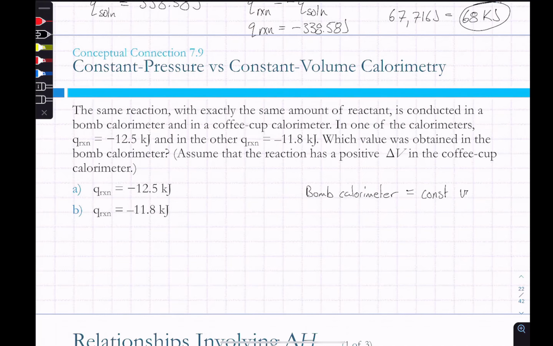So bomb calorimeter equals constant volume. And then the coffee cup equals constant pressure. And in the coffee cup, we're calculating delta H. In the bomb calorimeter, we were calculating delta E. So we just talked about the difference between delta E and delta H. So which of these two results, 12.5 or 11.8, is going to be from the bomb calorimeter?